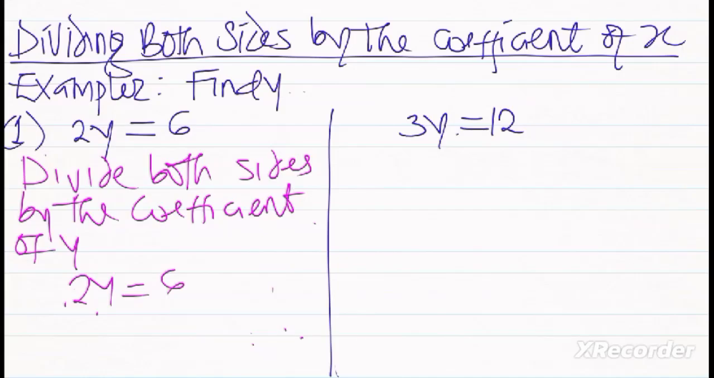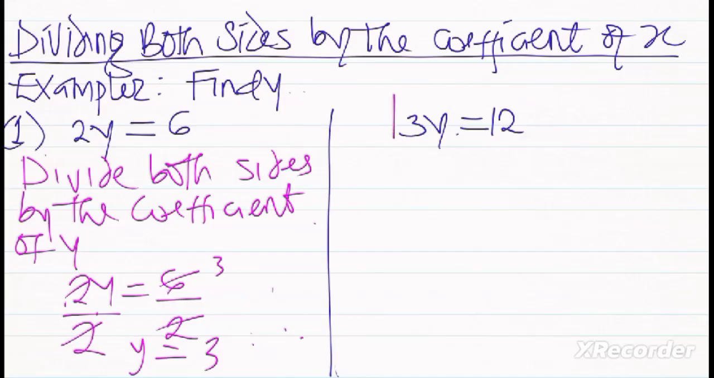The coefficient of y, or the coefficient of any alphabet, is the number that is glued to the alphabet. So in this case, our coefficient of y is 2. So we divide the left side and the right side by 2. If 2 cancels 2, y will remain. If 2 cancels 6, 3 will be the answer. So our y is equal to what? 3. It's as simple as that.